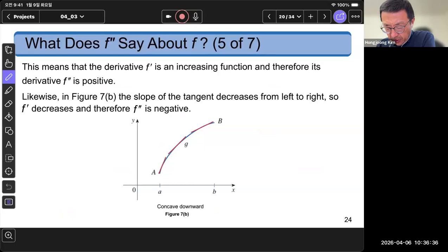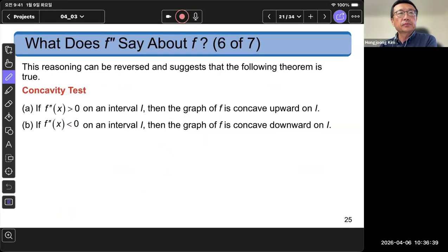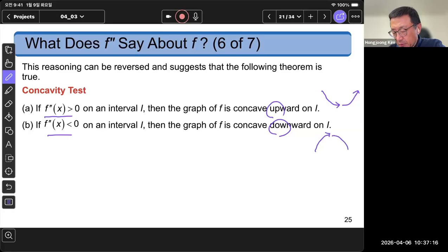Yes, so I already explained these topics. So the concavity test, if I tell you one more time, says the following two statements. First, if your f double prime is positive, then your graph is concave upward. That means the shape will be like this, decreasing or increasing. If your f double prime is negative, then your f is concave downward, meaning your function increases like this and decreases like this.